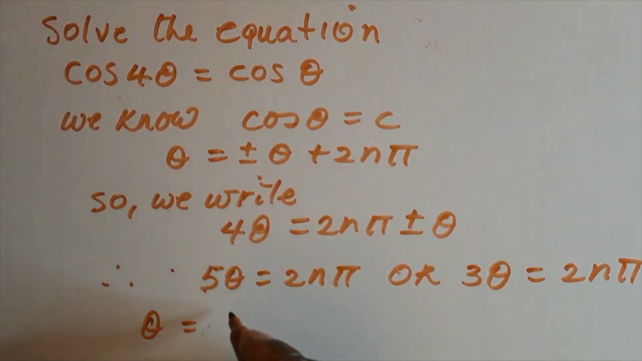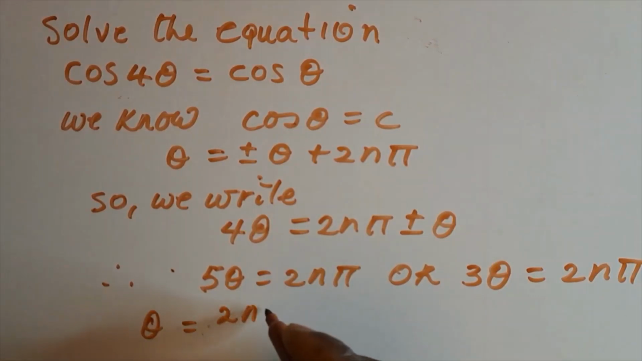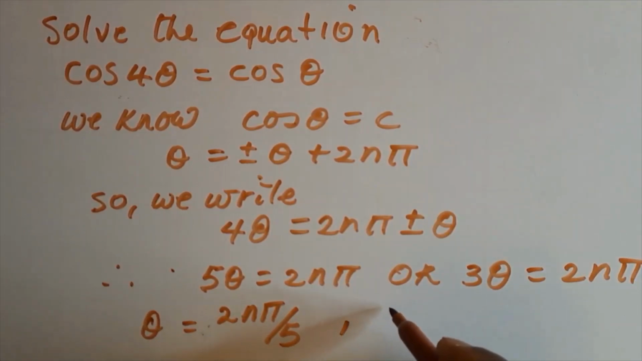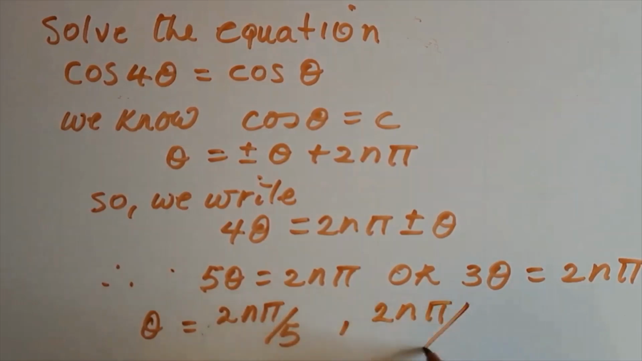I just realised this is not clearly on the screen. Let's rewrite this. So this is 2n pi over 5, or 2n pi over 3.